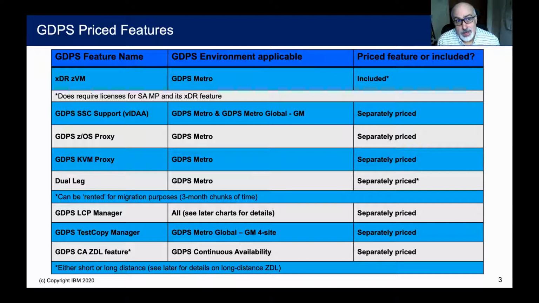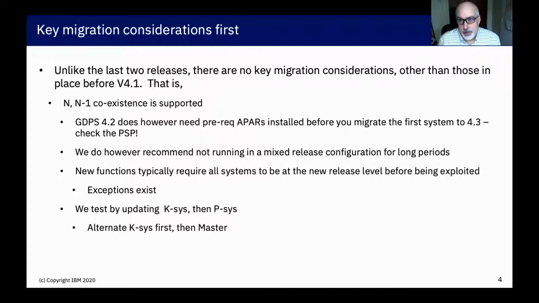So we decided on the latter, being arguably the more fair, so that if you have a requirement to use the z/OS proxy or dual leg feature, then there is a small fee to be paid for the license, rather than everybody contributing to the ongoing development of those new features. So that's the separately priced features, just to make that perfectly clear to people. We tend not to talk about commercials during these sessions, so I will skip beyond that right away.